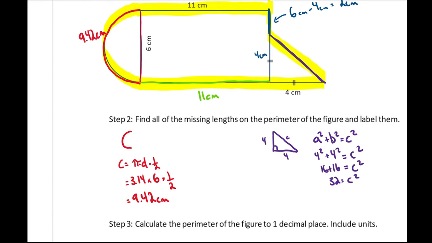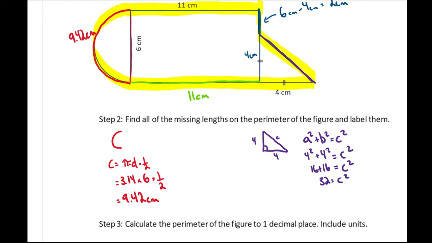And again, remember, the last step that we have to do when finding a side length with the Pythagorean theorem is we have to square root our answer. So the square root of 32 gives us, we'll round it to 5.66 centimeters, equals c, or this distance here, so 5.66.